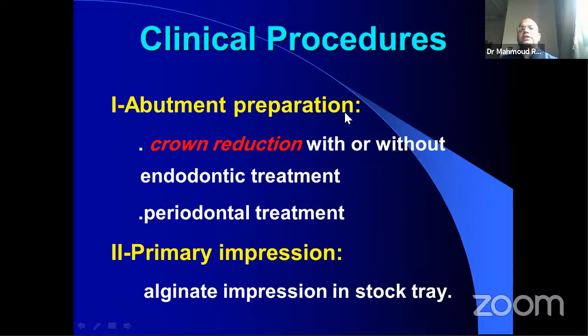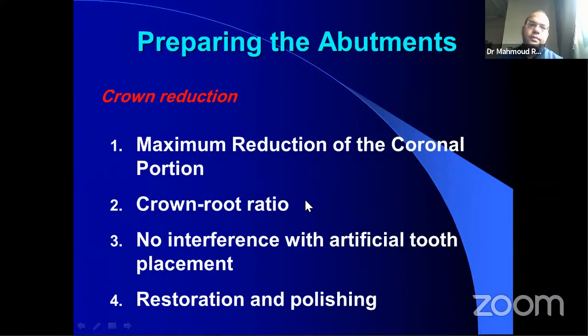Then we'll start with clinical procedures. First, we do the abutment preparation. Here we do the crown reduction with or without endodontic treatment, and the periodontal treatment is also done in this phase. Second, we do the primary impression, an alginate impression in a stock tray. So we will talk about preparing the abutment, crown reduction.